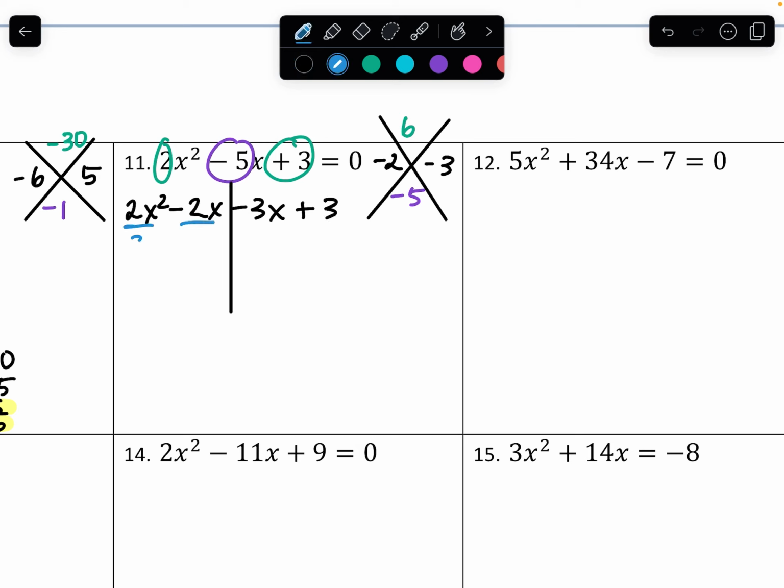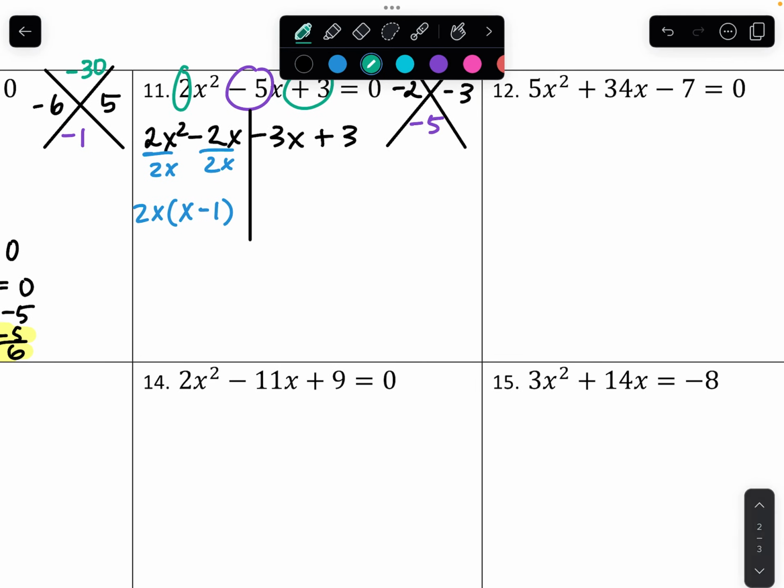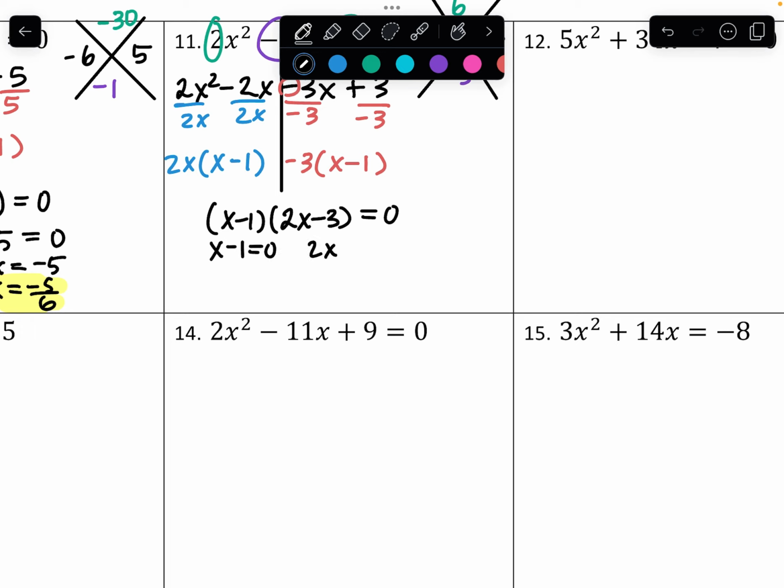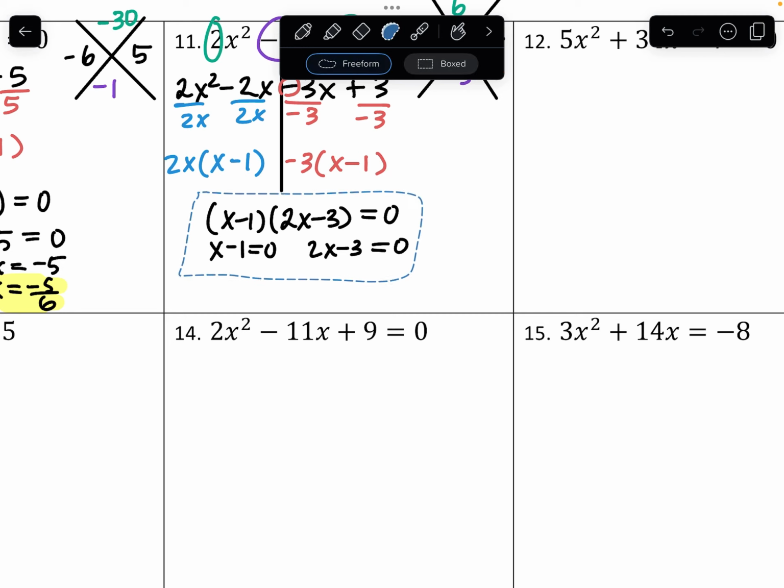Out of the first pair, we divide by 2x and get 2x times x minus 1. Out of the second pair, since this first term is negative, we need our GCF to be negative, and we can also get a 3, leaving x minus 1. The x minus 1 matches. So that's one of our factors. 2x minus 3 is the other. Set each one individually equal to 0 so that we can solve for x.